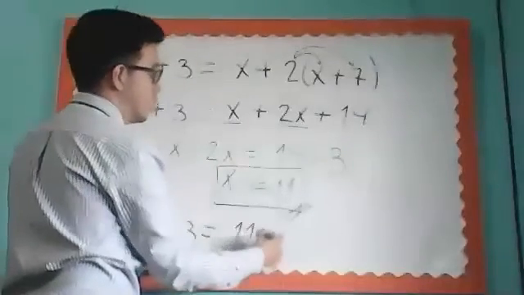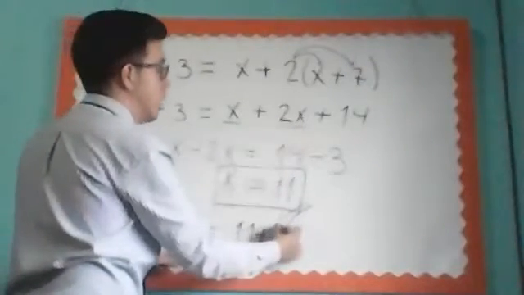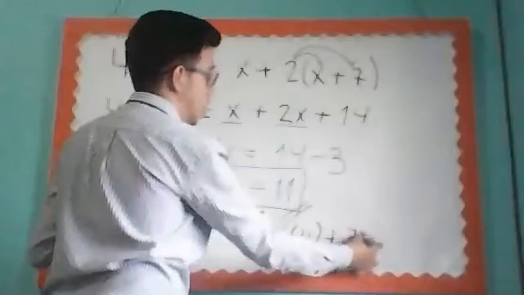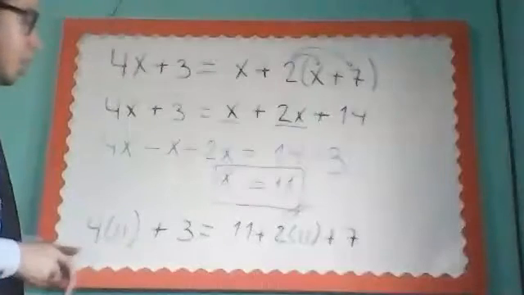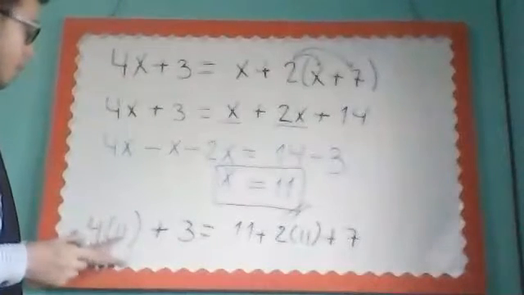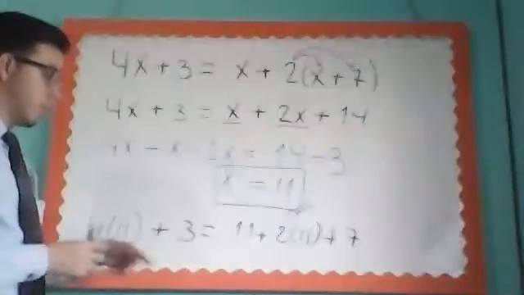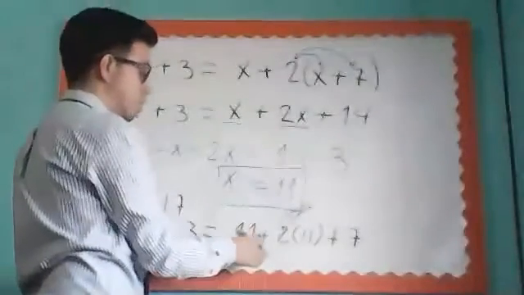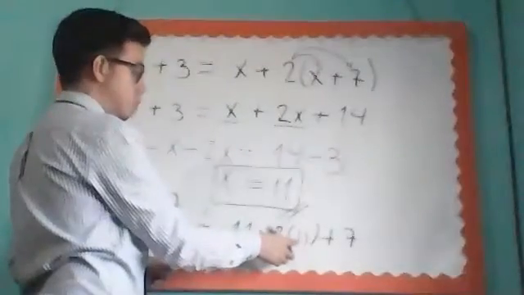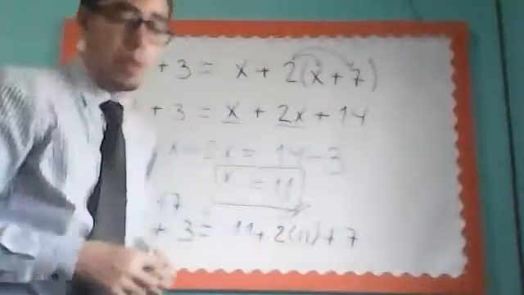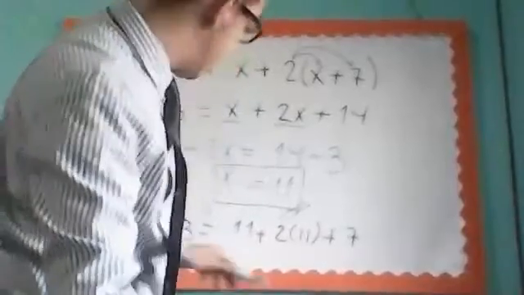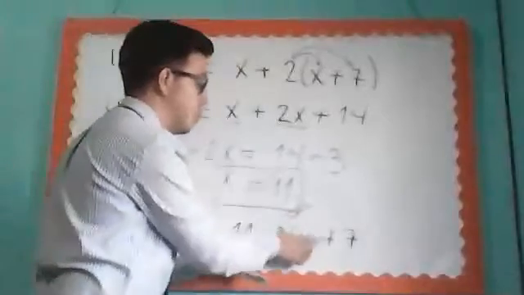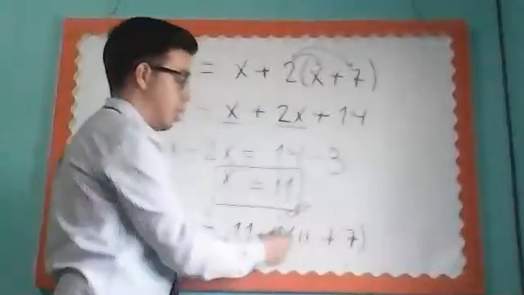11 plus 2 times 11, that is going to be 22 plus 7. You only solve this and it has to be the same result. 4 times 11 is 44 plus 3 is 47. And in this case, 22. Okay, I'm going to see if they write the number in here. Yes. Oh, sorry. It's only the parentheses. It's until here. Okay, that's the reason.